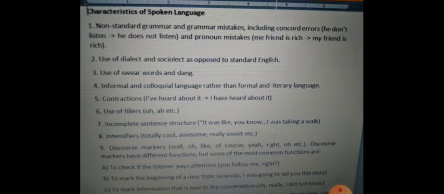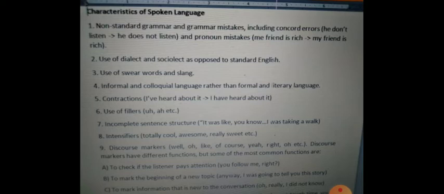Let's have a look at the salient features or characteristics of spoken language first. First is non-standard grammar and grammatical mistakes, including concord errors, like "he don't listen" instead of "he doesn't listen", and pronoun mistakes, like "me friend is rich" instead of "my friend is rich". Yes, these are important features of spoken language. Your grammar would be non-standard. Standard means the accurate variety or version of any language.